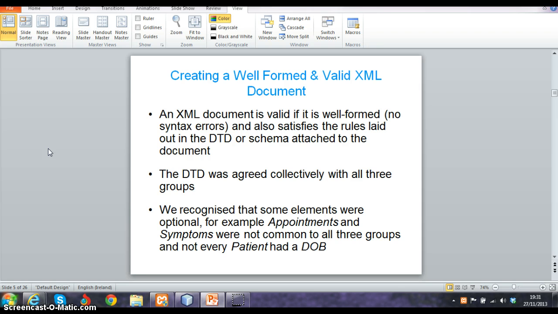In hindsight, there's lots of things we would change. We could probably cut down the amount of tables. We recognise that some elements were optional. For example, appointments and symptoms were not common to all three groups, and not every patient had a date of birth.